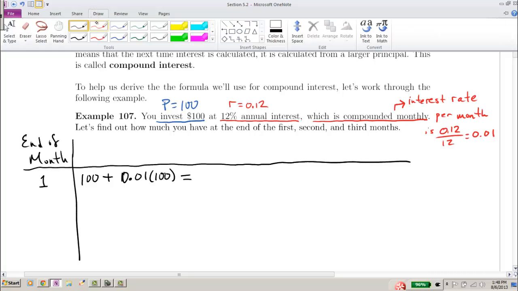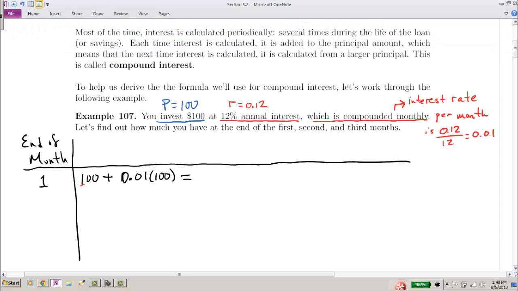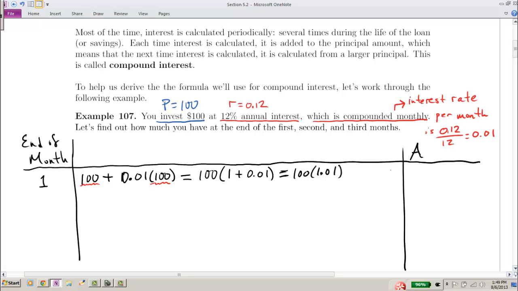Rather than just calculate a total here, notice that both of these terms that we're adding have a factor of 100. So I'm going to take that factor out. In the first term, the 100 is just being multiplied by 1, and in the second term, it's being multiplied by 0.01. So we could write this as 100 times 1.01. I'll leave it written like that. Over here on the end, the total amount is $101.